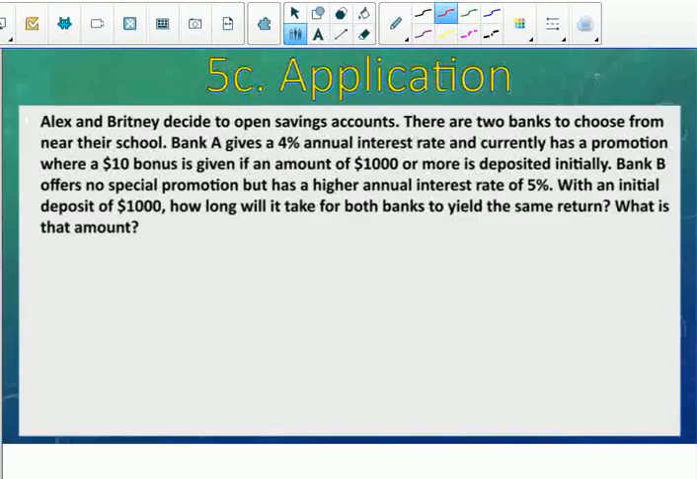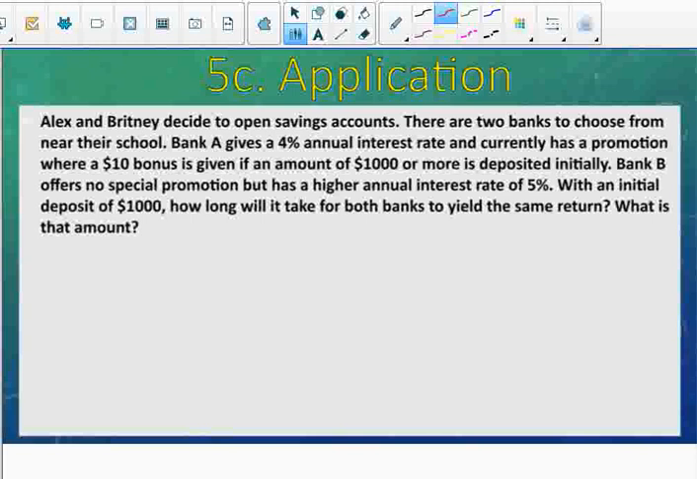And the last question here. Alex and Brett need to decide to open savings accounts. There are 2 banks to choose from near their school. Bank A gives a 4% annual interest rate and currently has a promotion where a $10 bonus is given if an amount of $1,000 or more is deposited initially. Bank B offers no special promotion but has a higher annual interest rate of 5%. With an initial deposit of $1,000, how long will it take for both banks to yield the same return?